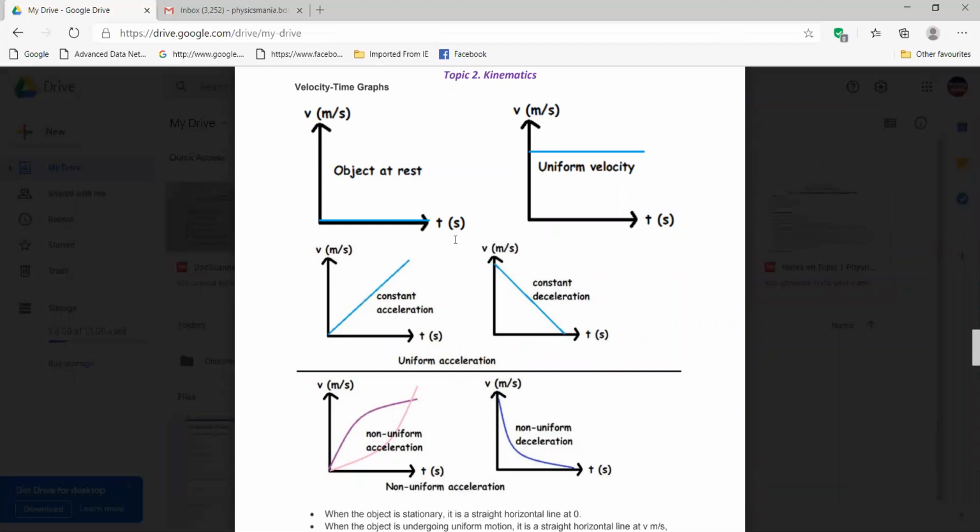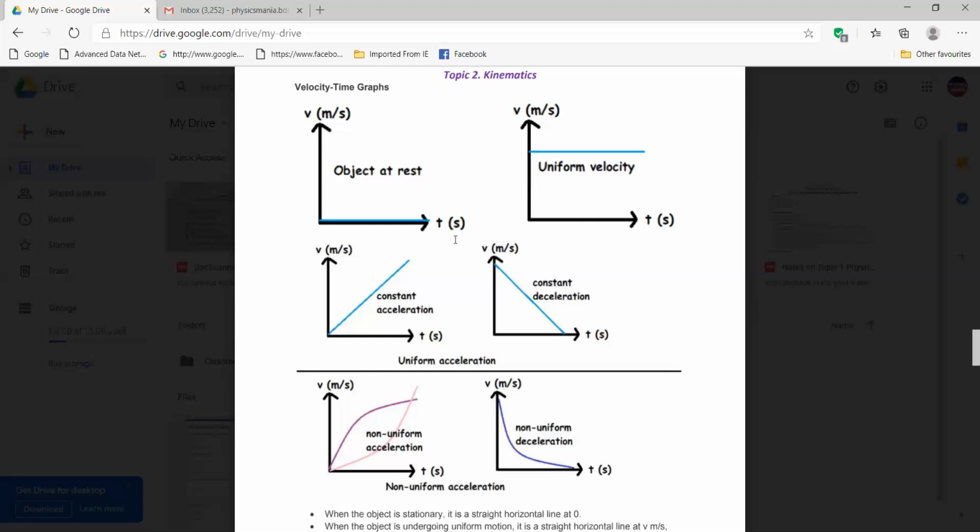In the first velocity time graph, we can see that the object is at rest because the velocity value is 0. Secondly, the object is traveling at a constant speed and velocity has a value, and since it's a flat line, it's going at constant speed. The third velocity time graph shows constant acceleration. It means that as time is increasing, the velocity is also increasing at the same rate.